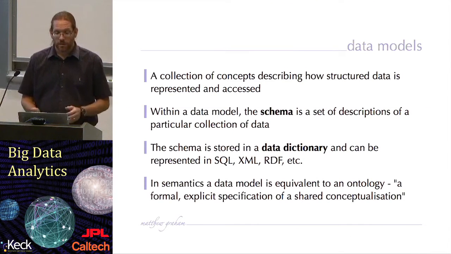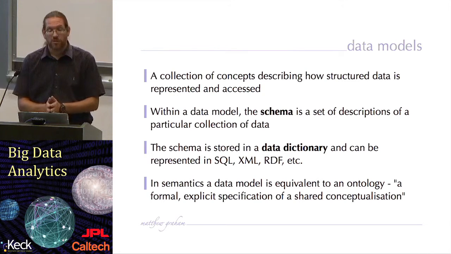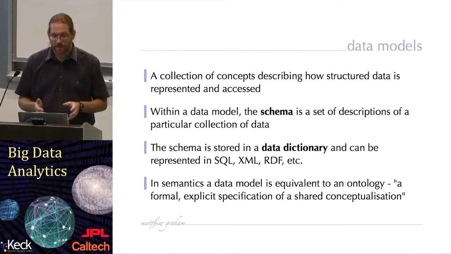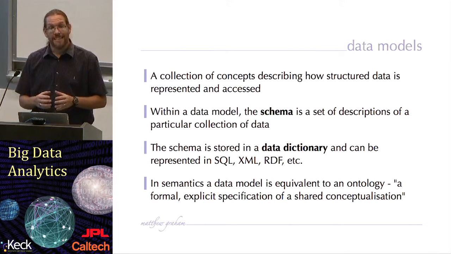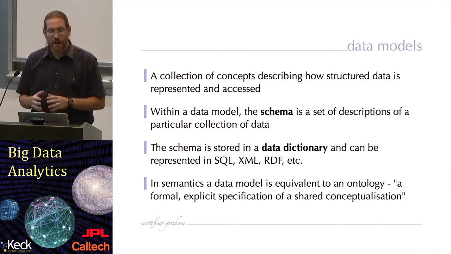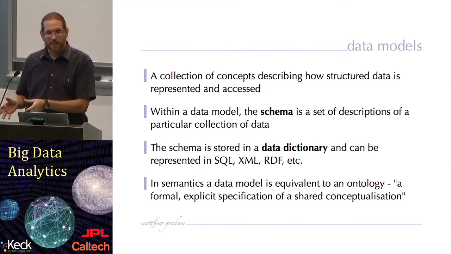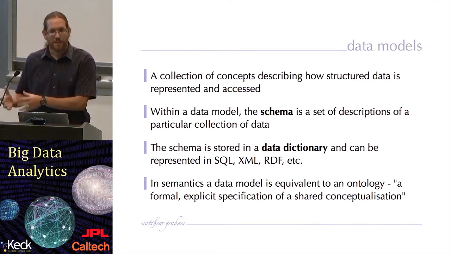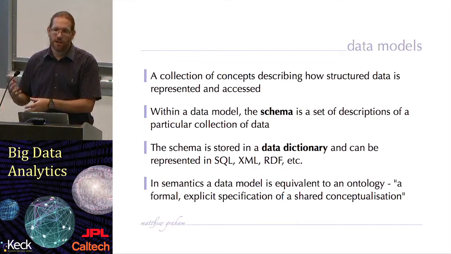A data model is a collection of concepts which describes how your data is structured and how it can be represented and accessed. Within a particular data model, a schema is the set of descriptions of a particular collection of data. So I may have my data in a tabular or relational data model, and the schema would then be the description of the tabular format that it's used, the columns, the data value types, that sort of information.